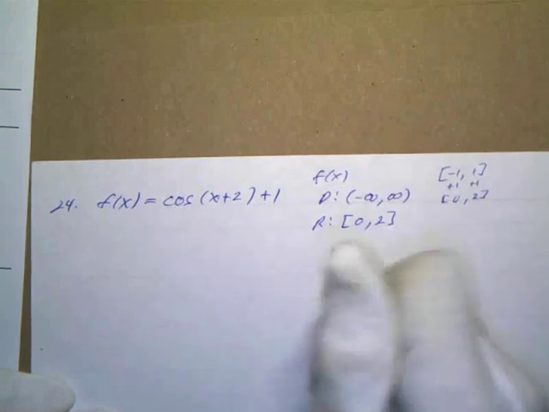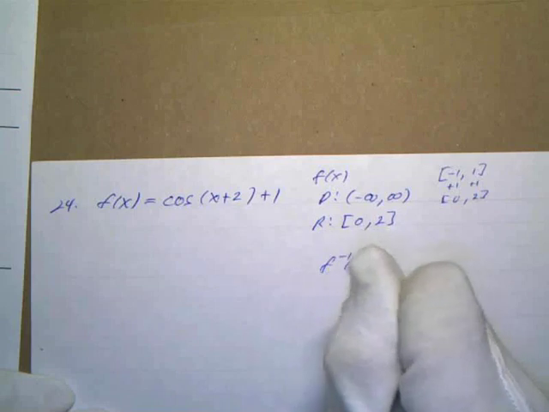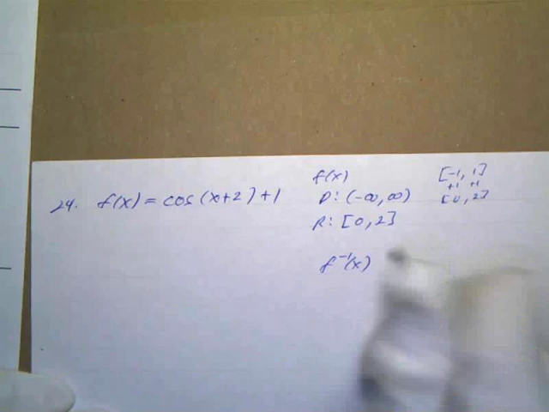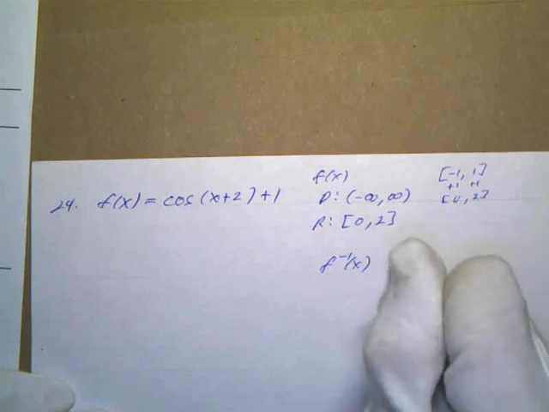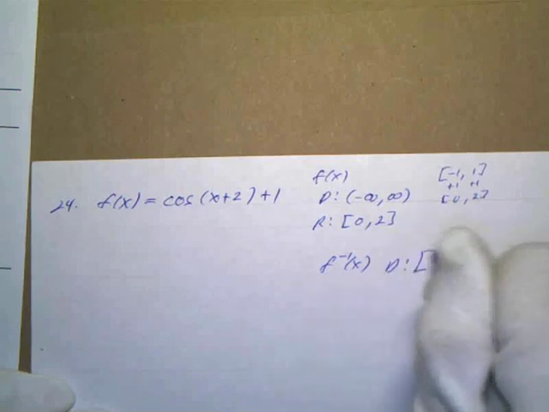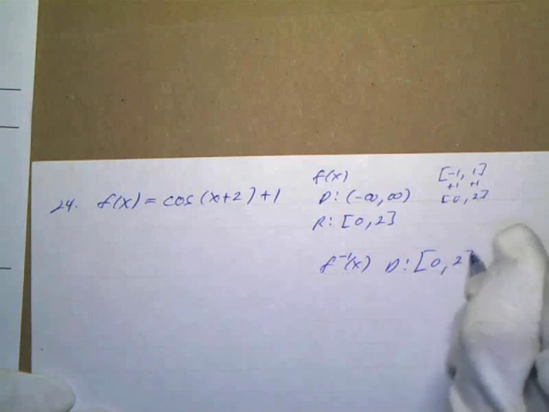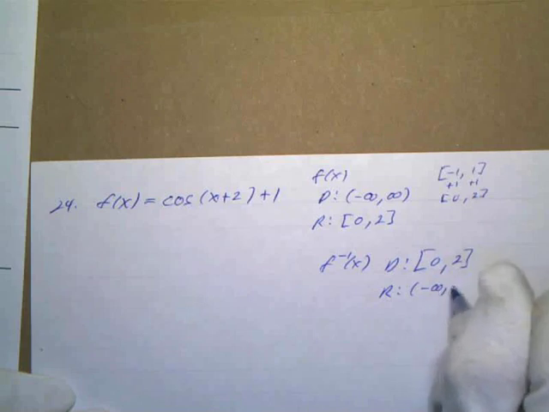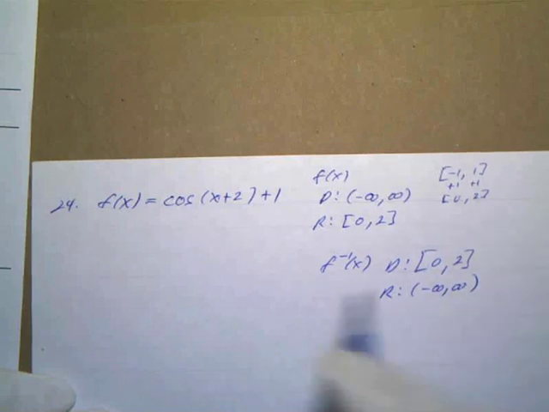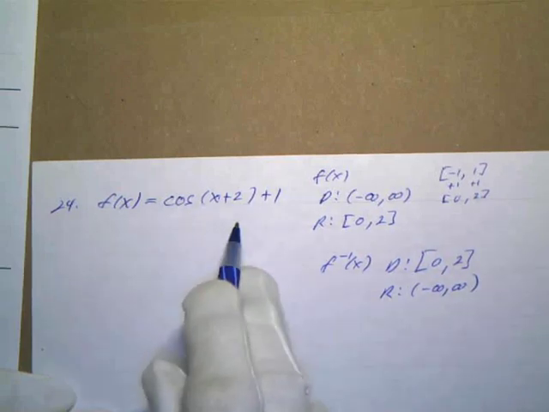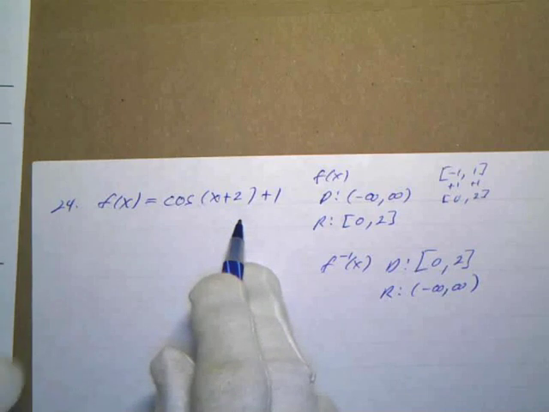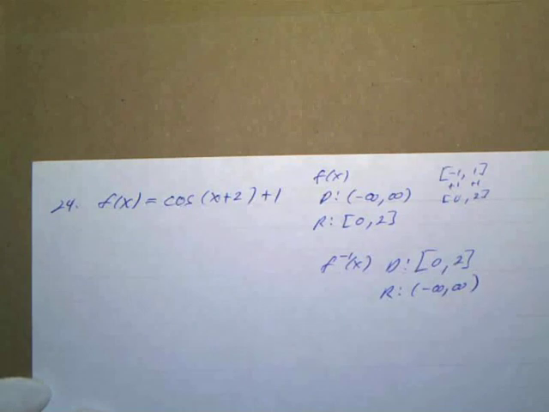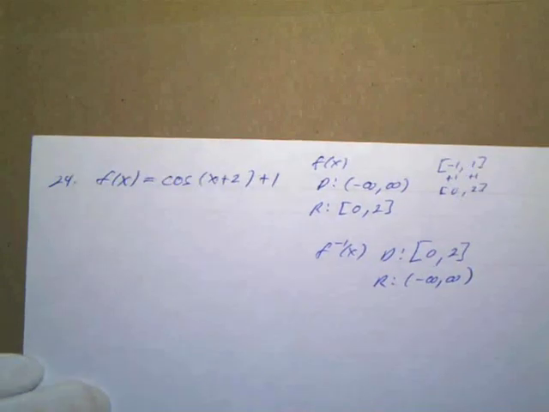Now for f inverse of x, it's easy once we figure out for f because we know that the domain and range are switched. So for f inverse of x, the domain is going to be 0 to 2, and the range will be -infinity to infinity. So they just switch. By working with this function, it's a lot easier to find the domain of the inverse function by finding the range of the original function. Bottom line. Okay, so now we took care of that.